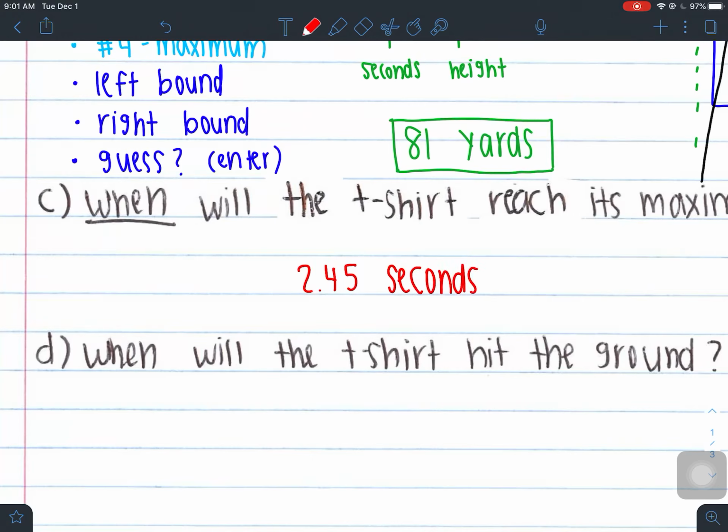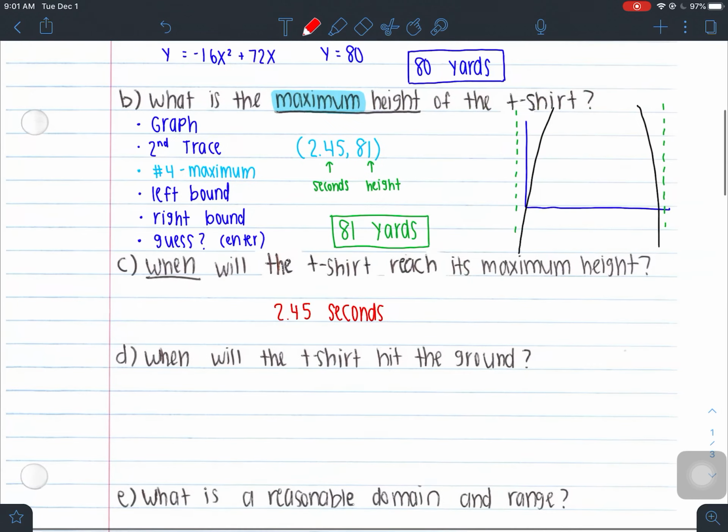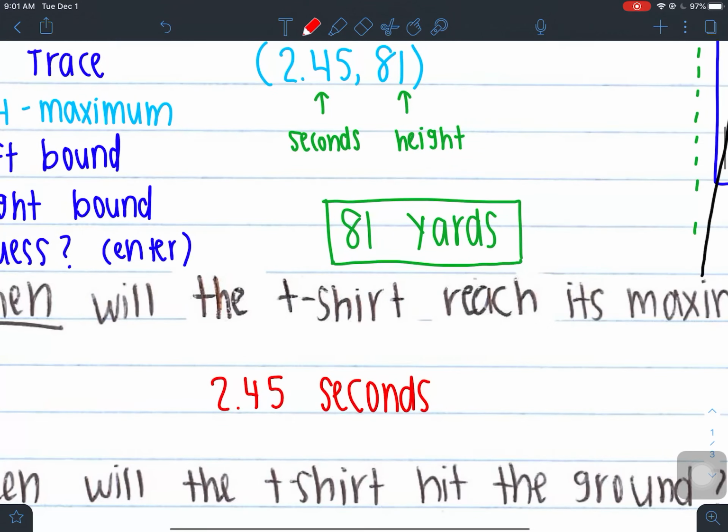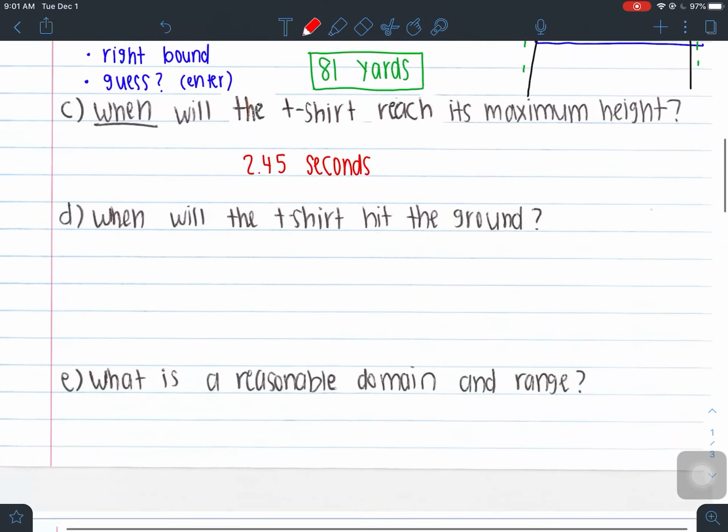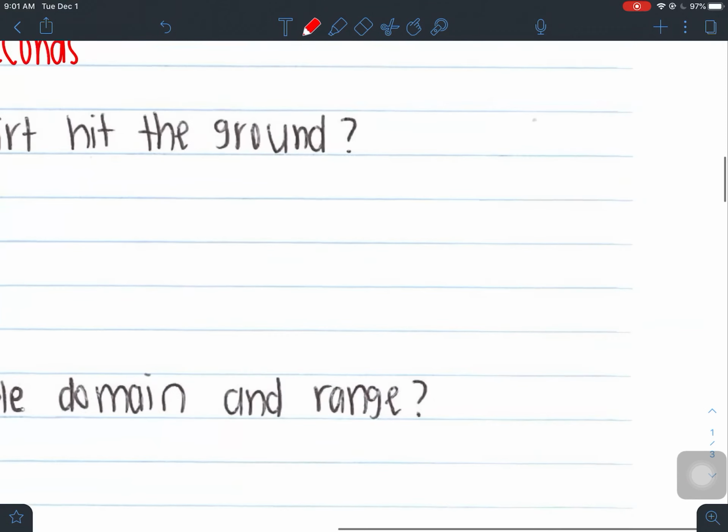So we got a 2-for-1 special with part B. It gives us 2 of our answers there. All right, I'll go ahead and underline that.